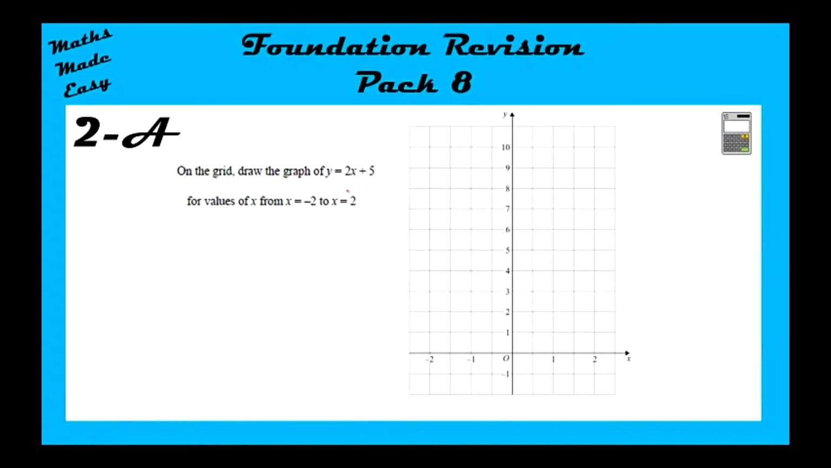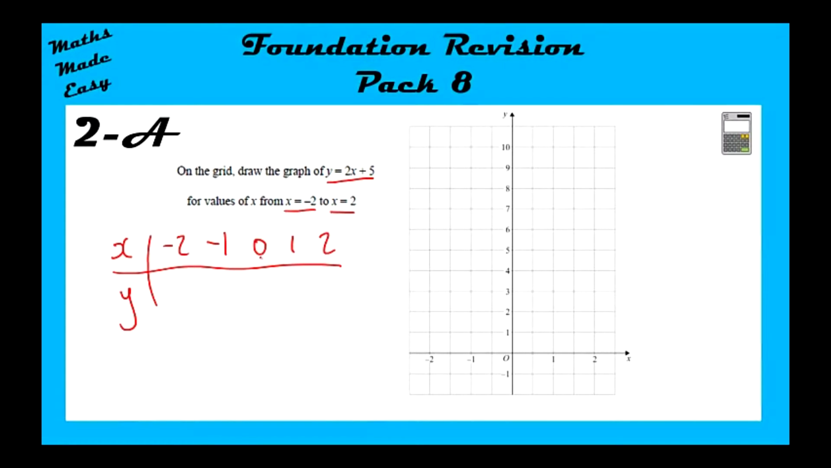Question 2a, on the graph we need to draw y equals 2x plus 5, and the x values go from negative 2 to 2. So first of all, draw yourself a table with x and y, and we've got to do x from negative 2 all the way up to 2, and now we need to work out the y coordinates. So using this formula here, it says y is 2 lots of x, so we're going to double x and then add 5. So let's start with 0, that's an easy one.